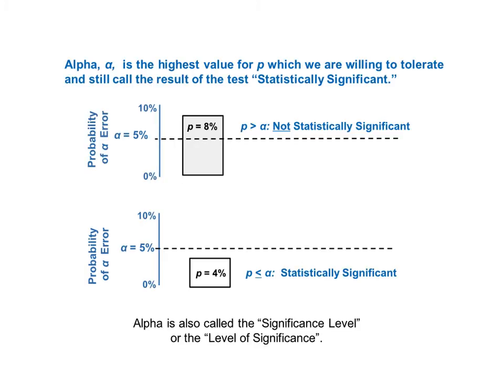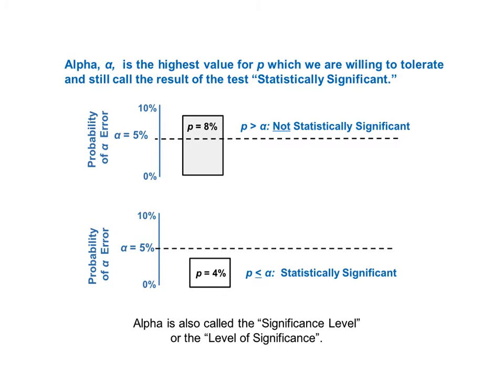For example, if alpha is 5% and P is calculated to be 8%, then P is greater than alpha. So the probability of an alpha error, P, is higher than what we said we were willing to tolerate, alpha. So we conclude from the test that any difference, change, or effect observed in the sample data is not statistically significant. On the other hand, if P is 4%, then P is less than or equal to alpha. The probability of an alpha error is less than what we said we would tolerate, so we conclude that the difference, change, or effect is statistically significant.